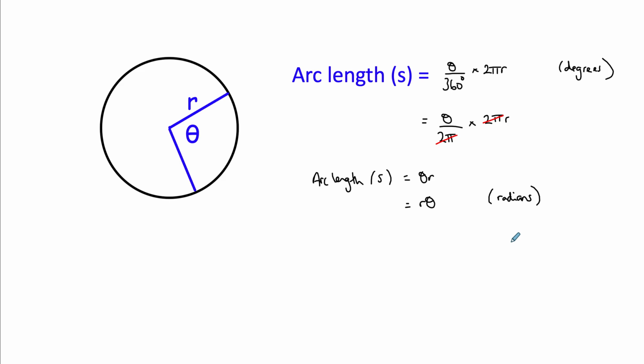If you're given a question to find an arc length in radians, they're expecting you to stick with radians. Do not convert it back to degrees and use the old formula. It's going to take far too long. It is not what you're meant to do.